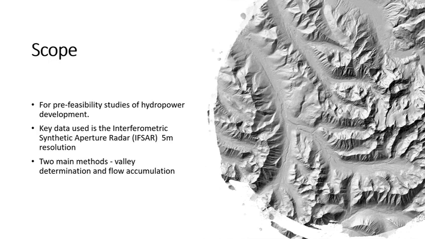The main data used here is the interferometric synthetic aperture radar, or the IFSAR, with 5-meter resolution. And they use two main criteria to find potential dam sites. First is the valley determination, and second is the flow accumulation.